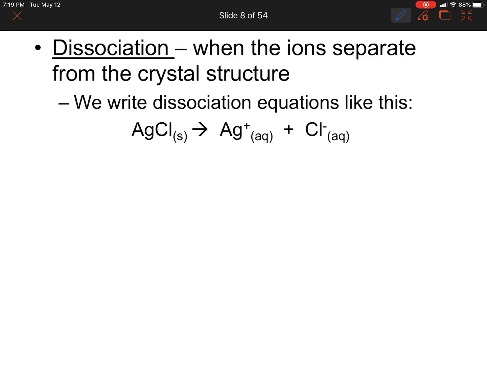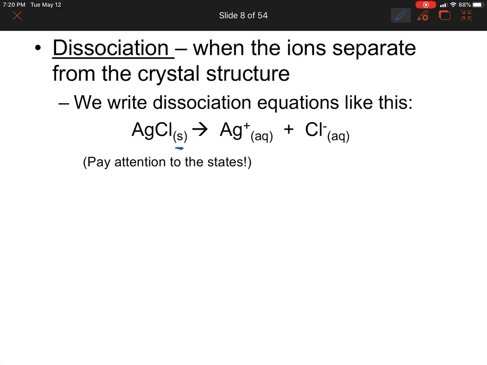Now, dissociation. So just some terms. I mentioned this before. This is when the ions separate from the crystal structure. So when you've got a solid, we write dissociation equations like this. Now pay attention to the states here. So this would be silver chloride. It starts out as a solid, and then it's going to break apart into its ions. So it's going to ionize into Ag+ and Cl-. So you may need your periodic table if you're unsure of some of the charges of these, and you'll figure it out that way.